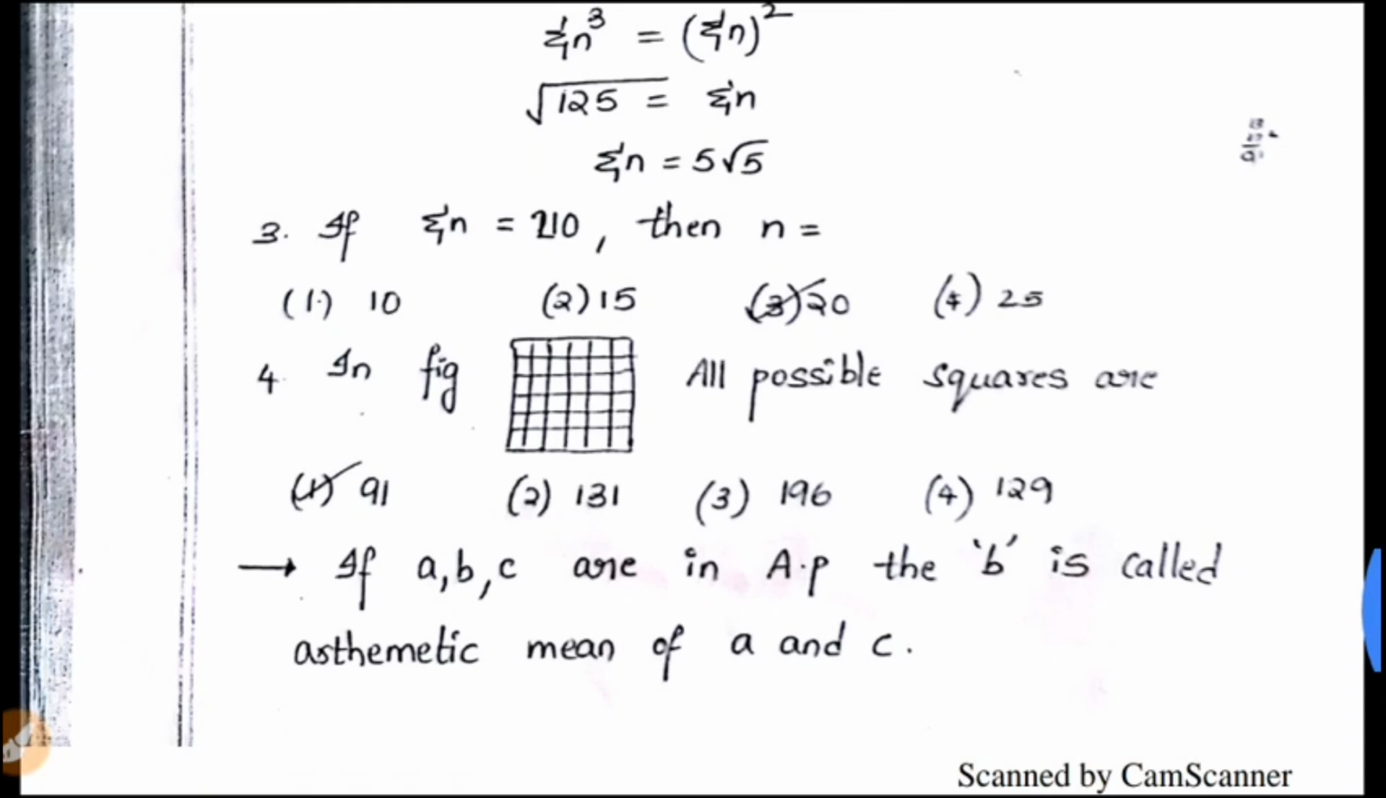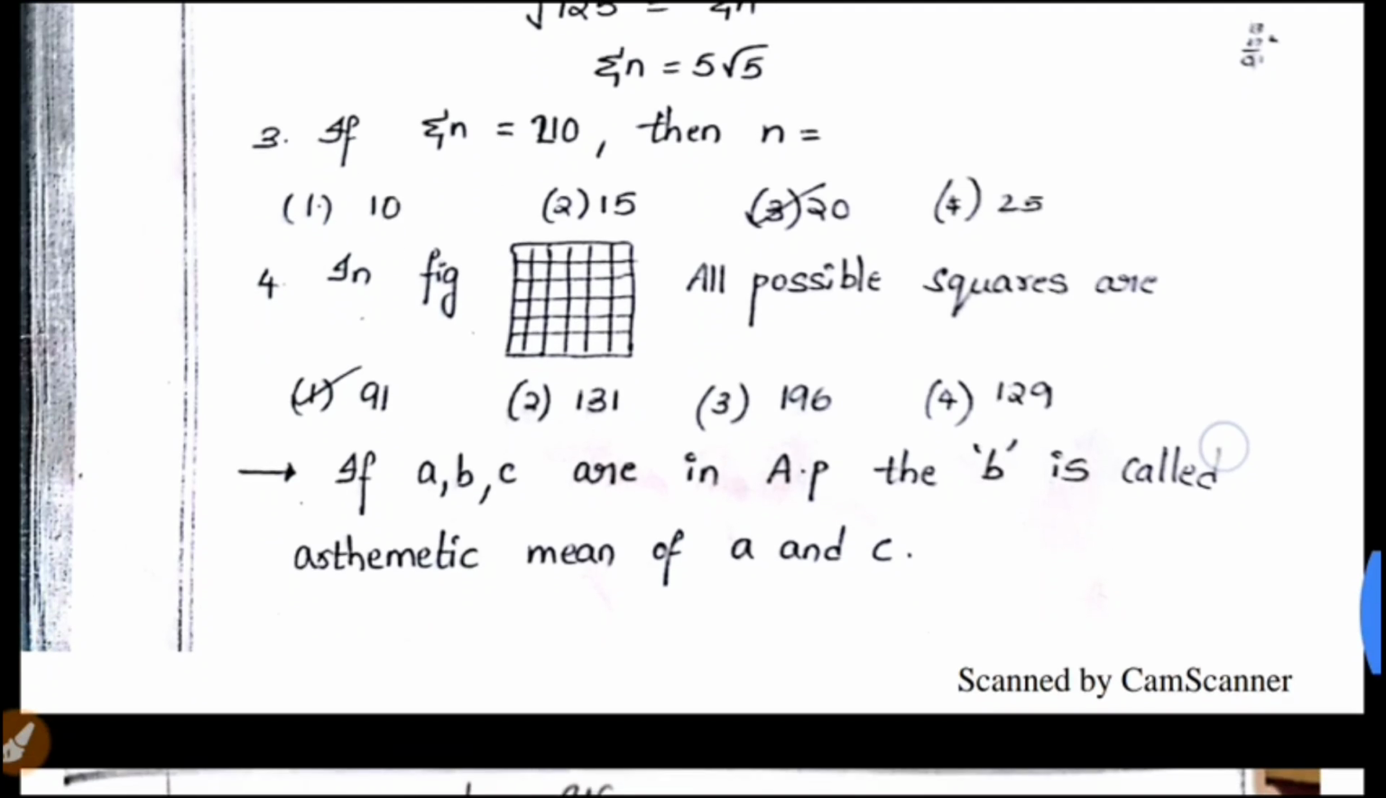Next, if in this figure you count all the possible squares, you will get 91.